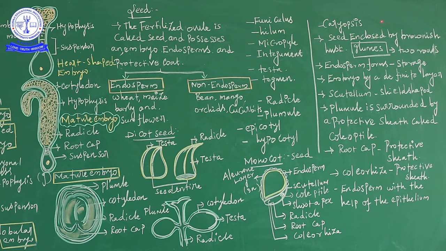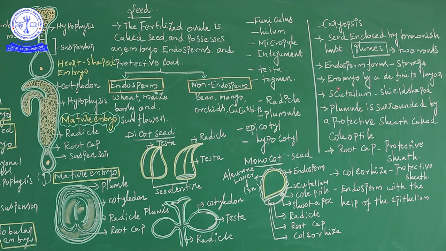It is separated from the embryo by a definite layer called the epithelium. It is very, very important for one more question. It is separated from the embryo by a definite layer that is called the epithelium. What is this epithelium? It means the definite layer that separates it from the embryo.